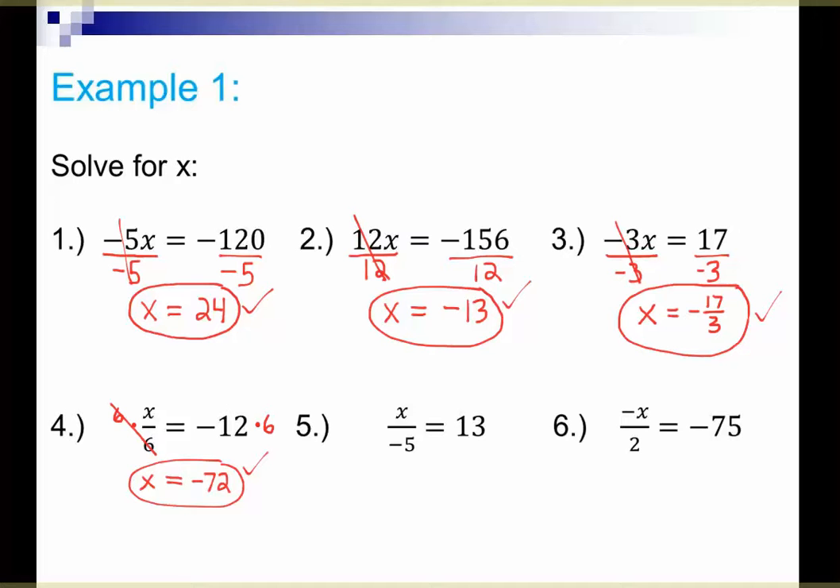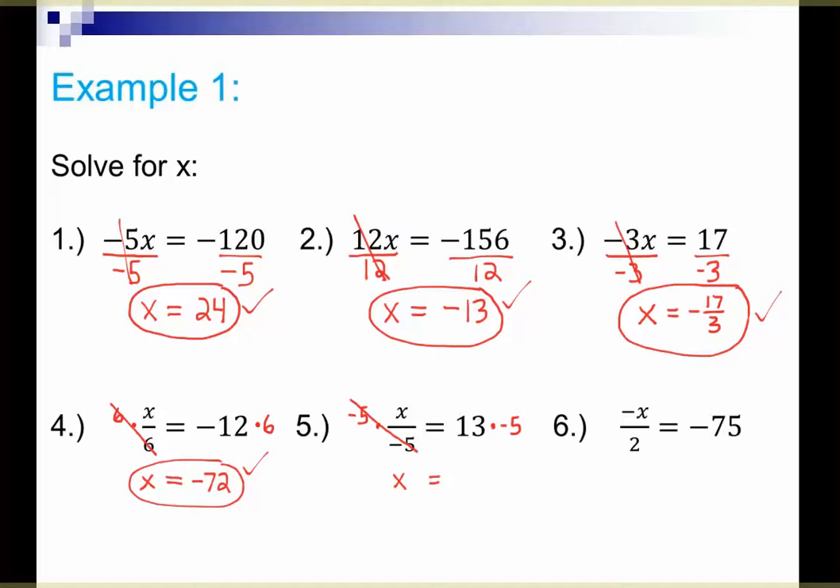All right, number 5. How do I get rid of divided by negative 5? Well, I'm going to multiply both sides by negative 5. Not by 5, by negative 5. That way we can cancel the negative 5s in one fell swoop. Negative 5 on top, negative 5 on bottom, cross cancels. It makes a 1. X over 1 is just x.